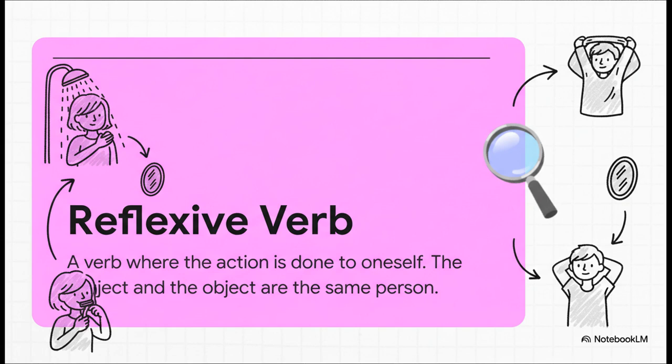So what even is a reflexive verb? Honestly, it's super simple. It's just a verb where the person doing the action is also the one getting the action. You're doing it to yourself. Think about it. You wash yourself, you shave yourself, you get yourself dressed. The subject and the object, they're the same person.